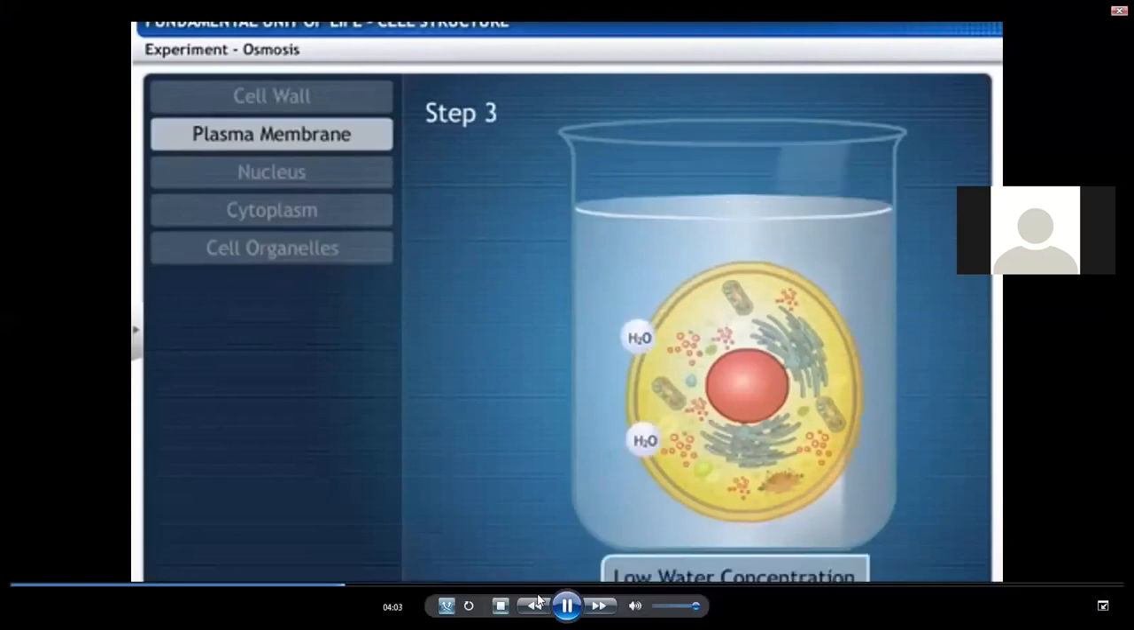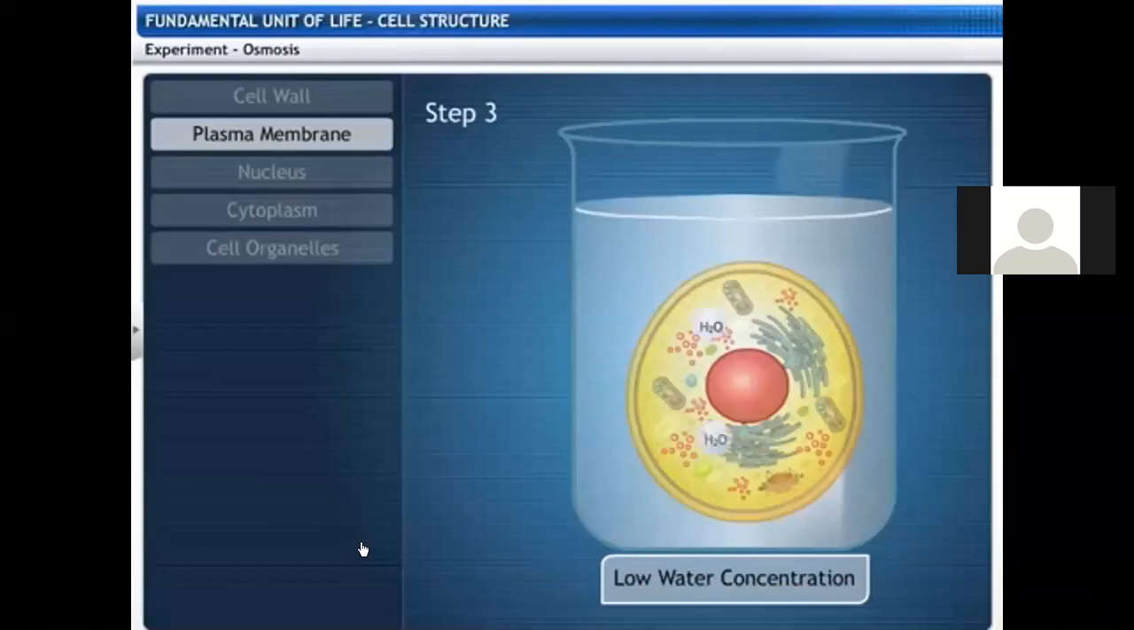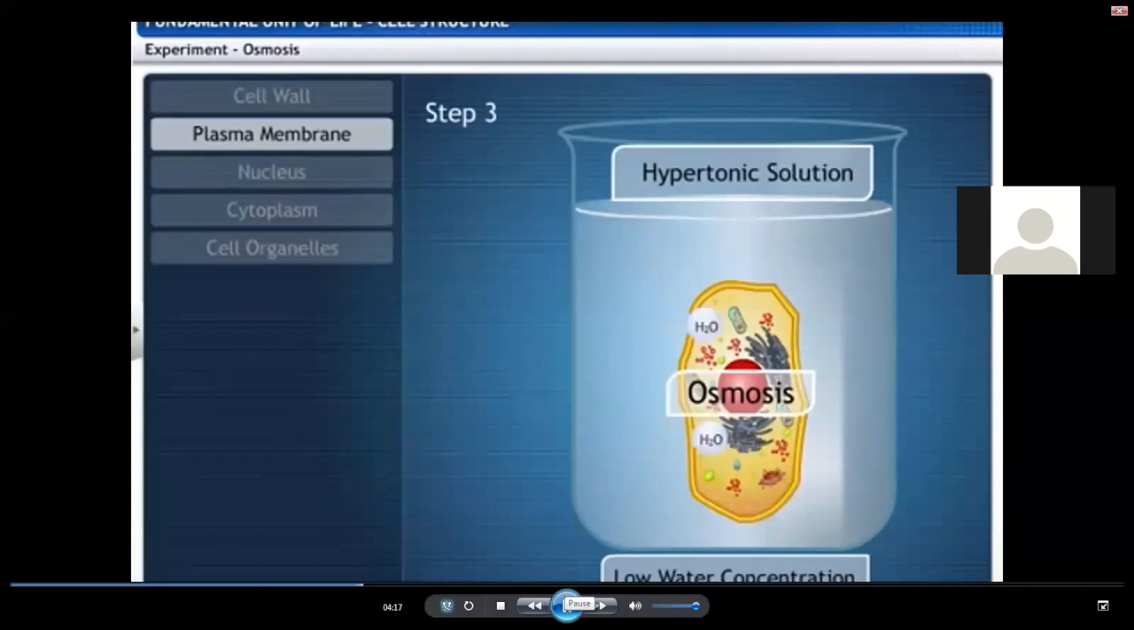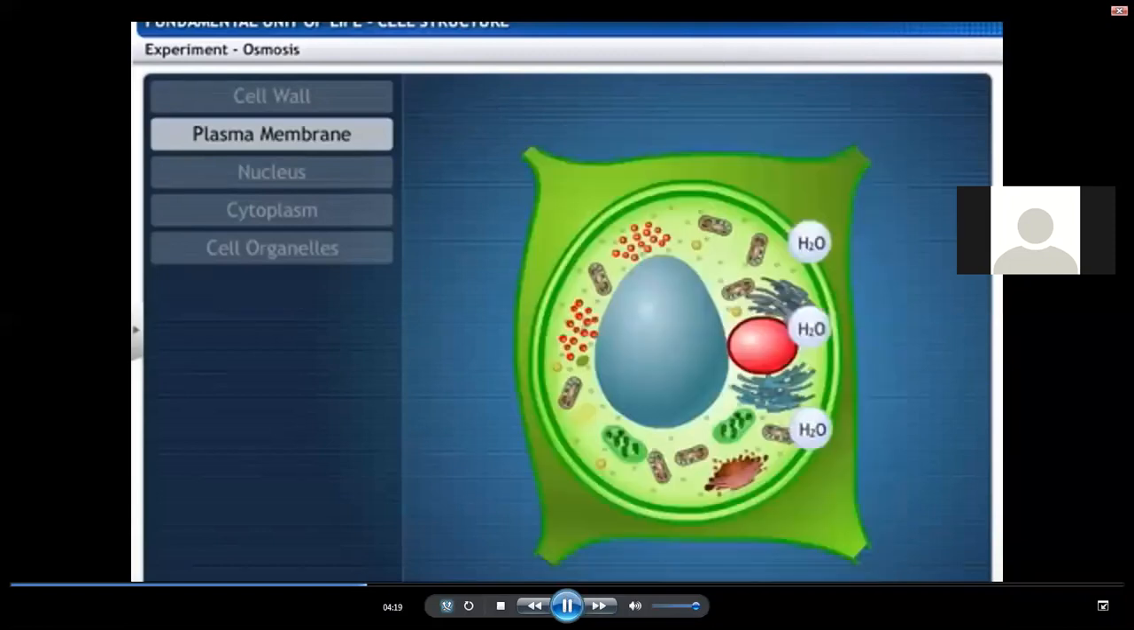If the medium has a lower concentration of water than the cell, the cell loses water by osmosis and then shrinks. Such a solution is known as hypertonic solution. When the cell loses water through osmosis, the cell contents shrink away.